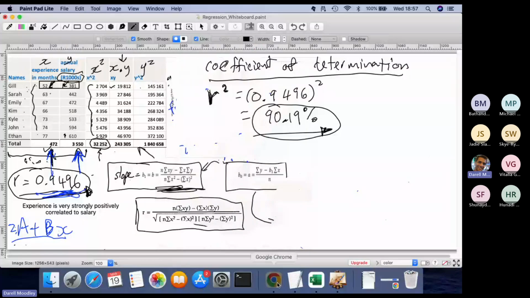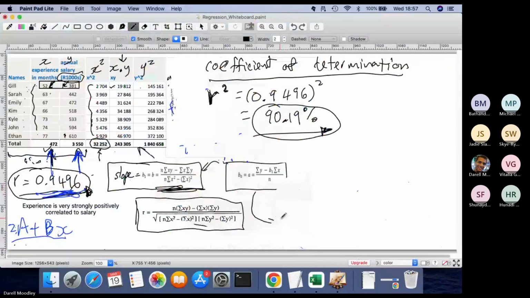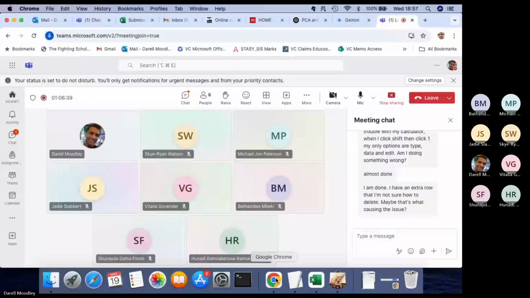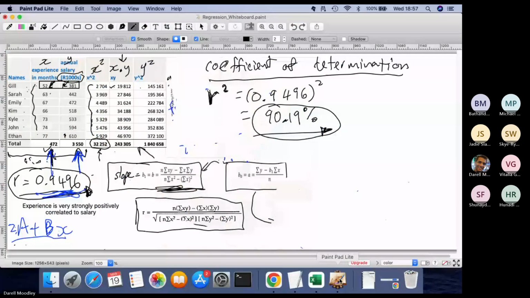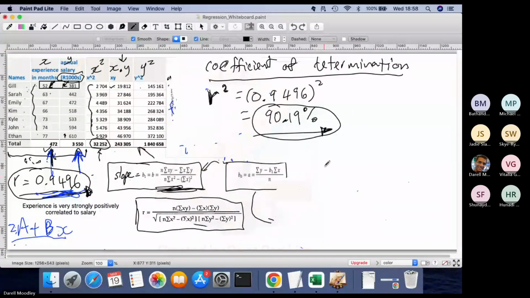I'm just going to come back to the chat. Have you finished capturing the data? You done? Then I have an extra row. Oh, if you got an extra row, go there and then just press delete on your calculator. Delete the values. That should get rid of it. Otherwise, you can just recapture it again.